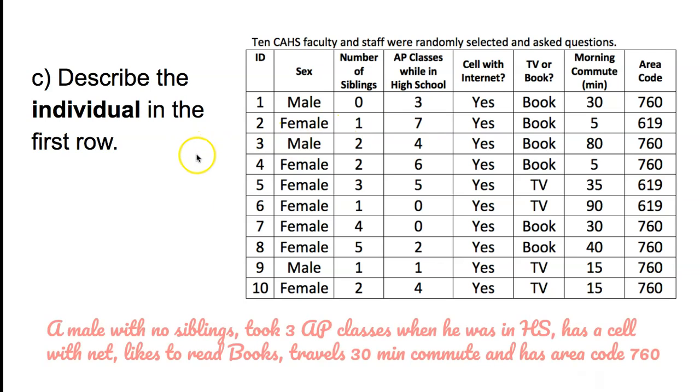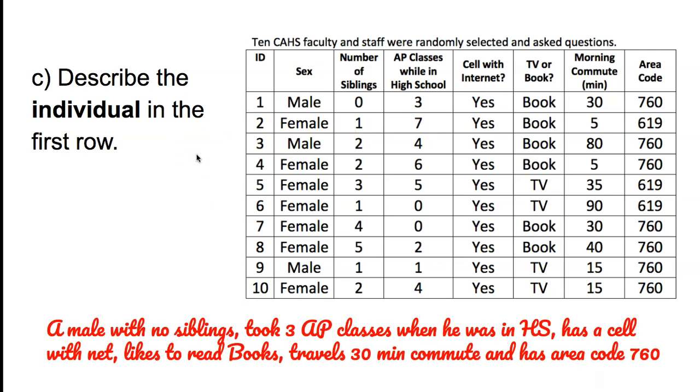So the individual in the first row, we'd say, is a male with no siblings who took 3 AP classes while he was in high school. He has a cell phone with the internet. He likes to read a book over watching TV. He has a 30-minute commute on average, and he has a 760 area code.